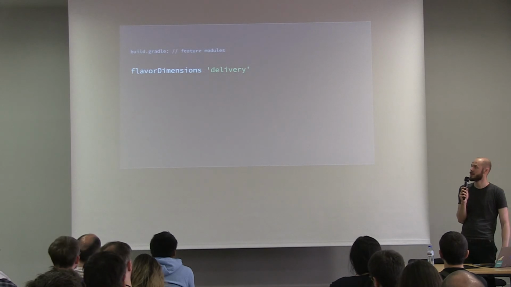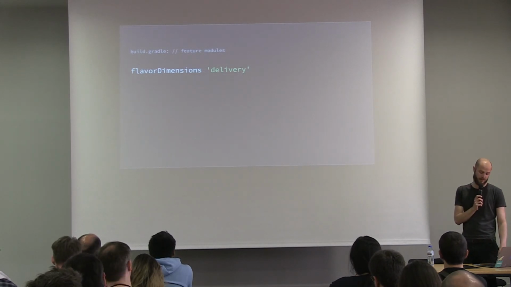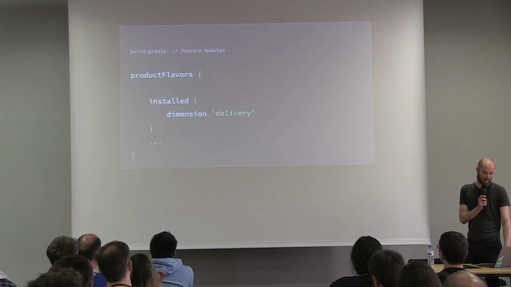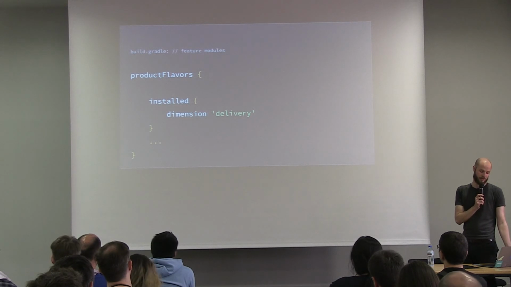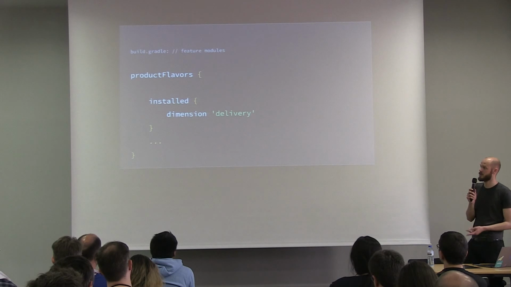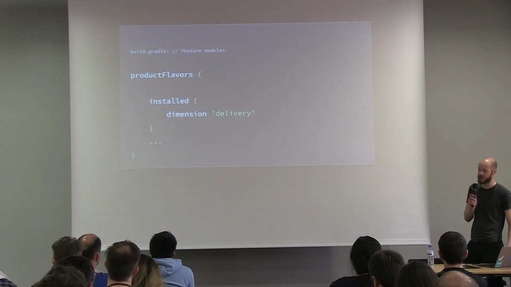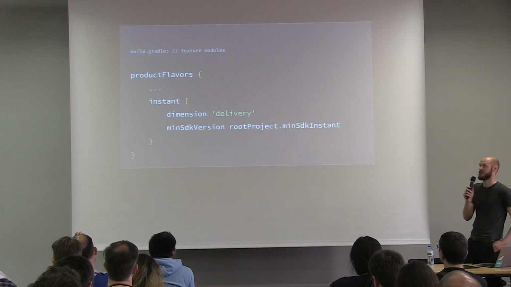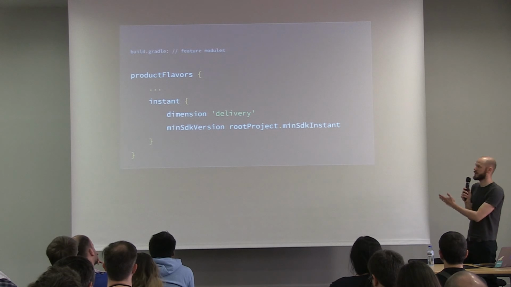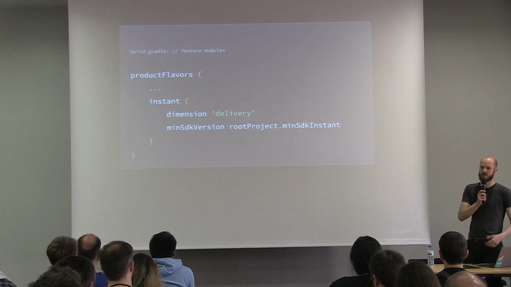Flavors currently are defined with flavor dimensions. We're just introducing one more flavor dimension for the delivery in the base module, and each of the feature modules as well. And we have 2 different delivery mechanisms. The one is installed, which does not have any other code, just says this is now dimension delivery, and one for instant. The instant app has a higher min SDK version. I'm using a variable here. I should have probably put just 21 here, which is the same thing.